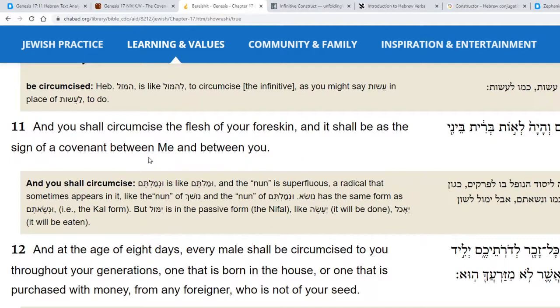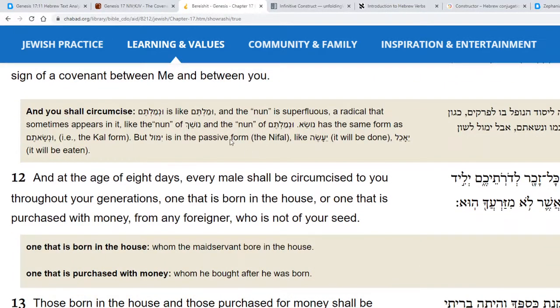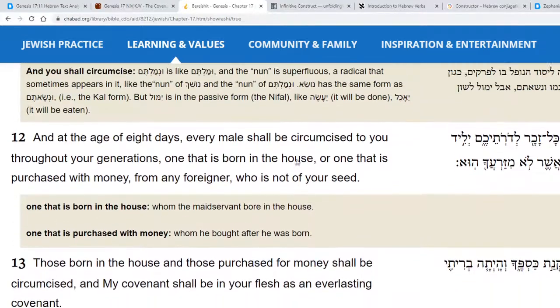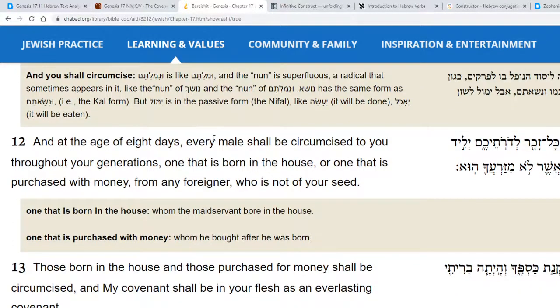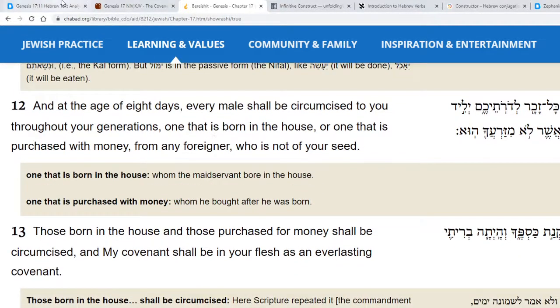Chabad: and you shall circumcise the flesh of your foreskin, right? Basar orlatchem, and it shall be as the sign of a covenant between me and you. And Rashi is explaining that this is in the nifal, it's in the passive form. Okay.